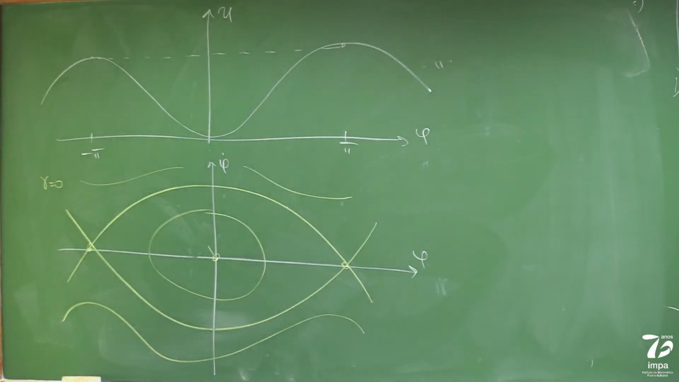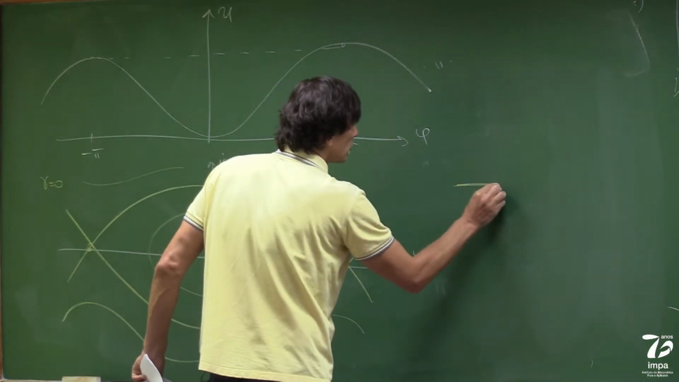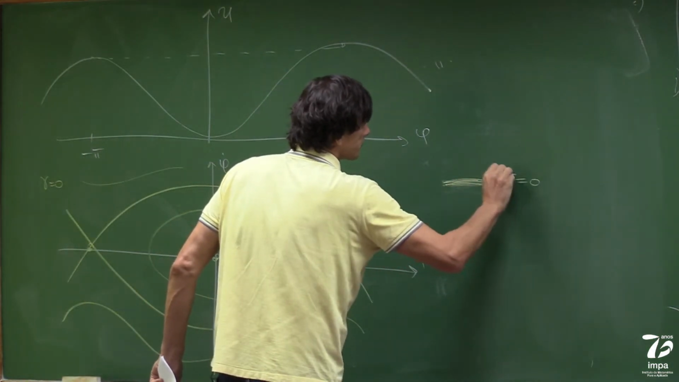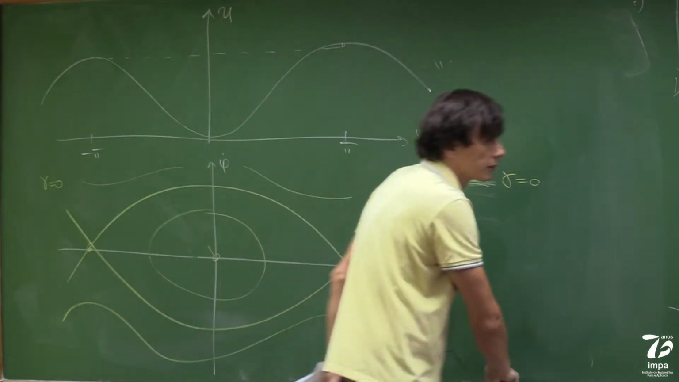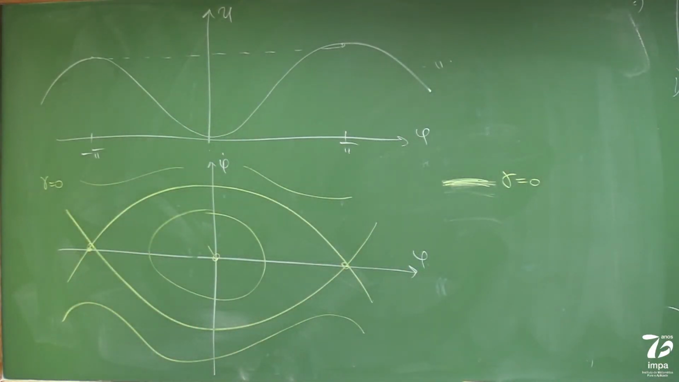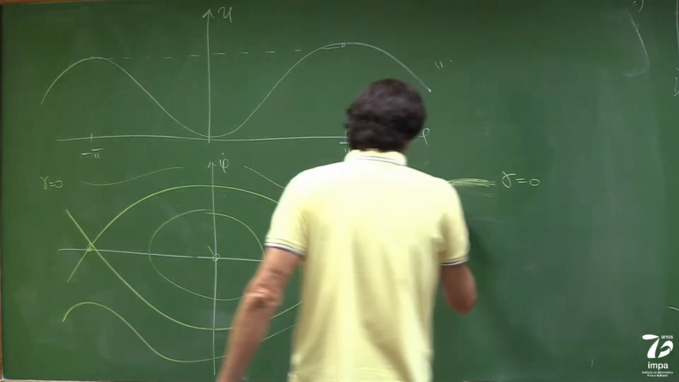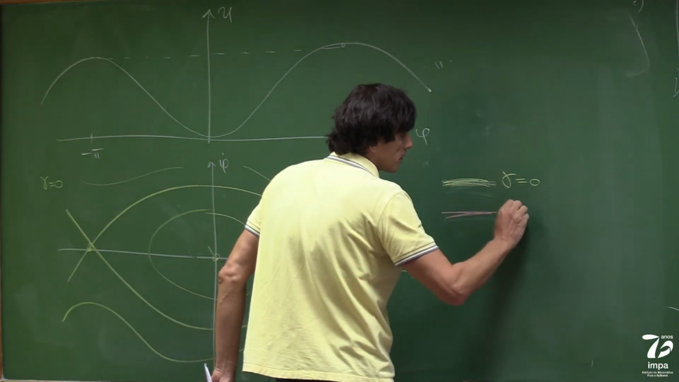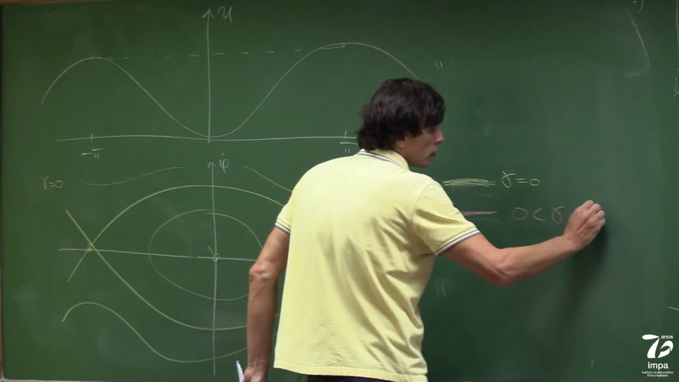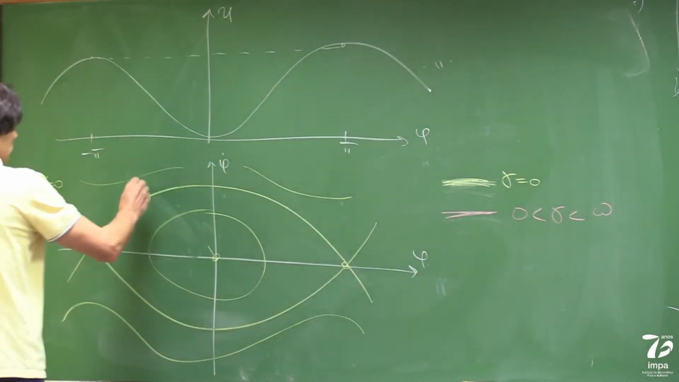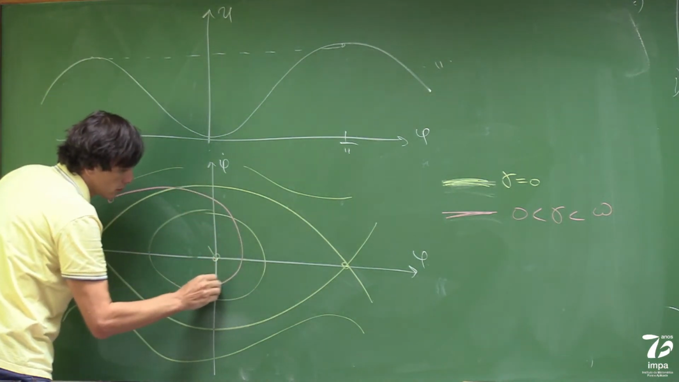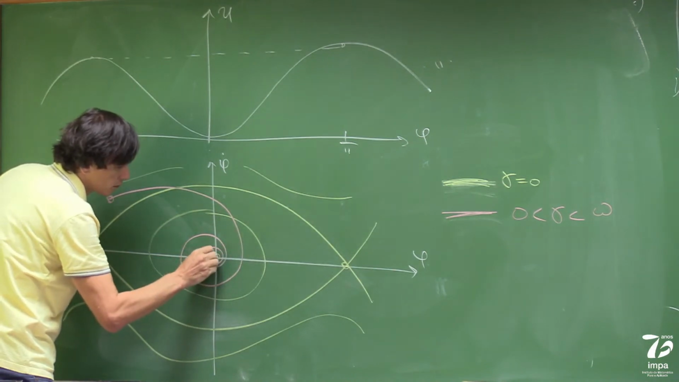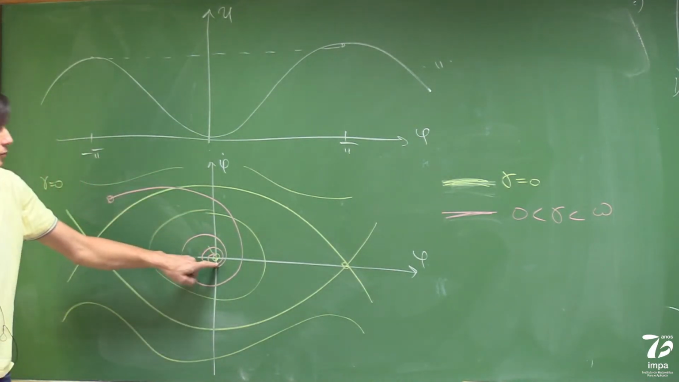Now, at the moment the yellow is gamma equals 0. So now the next case will be red. The red will correspond to gamma bigger than 0 but smaller than omega. So in that case, starting at any point, you always go in the direction of decreasing energy, but you always oscillate, exponentially approaching the lower position.